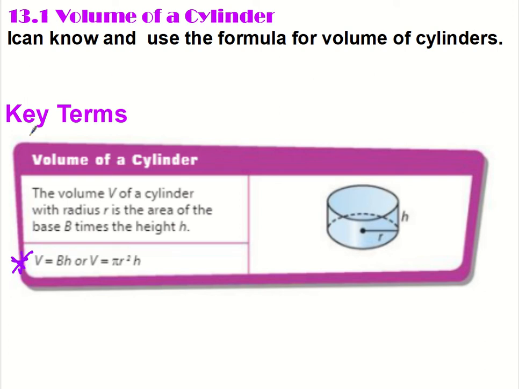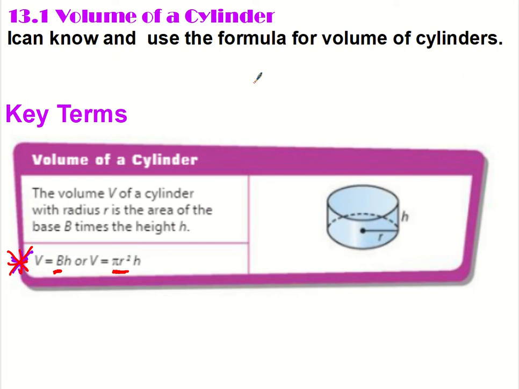Now, if you remember volume from before, to find the volume of most prisms, we take the area of the base and we multiply it by the height. Well, for a cylinder, the base is a circle. So we can expand this area of the base part to pi r squared. And we multiply that by the height of the whole prism.